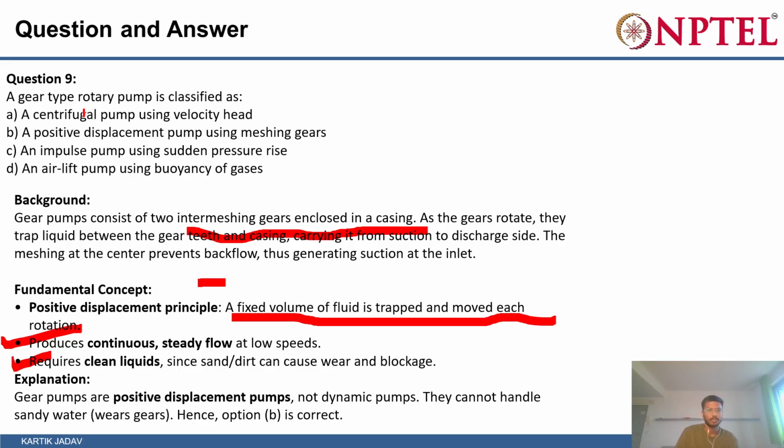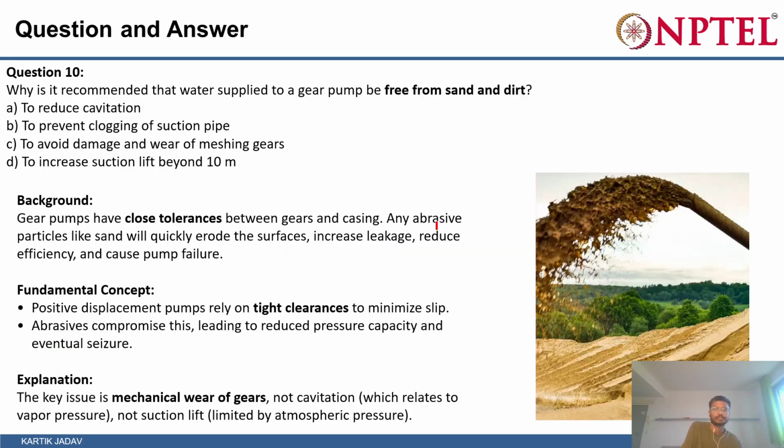So gear pump is a positive displacement pump, not a dynamic pump, and it cannot handle sandy water, or you can say turbid water, or water with poor quality that has a lot of sediments in it. Hence, option B is correct. So it is a positive displacement pump using meshing gears.